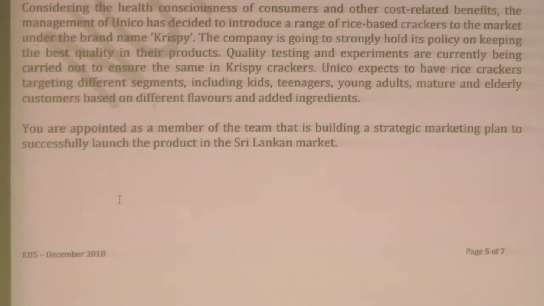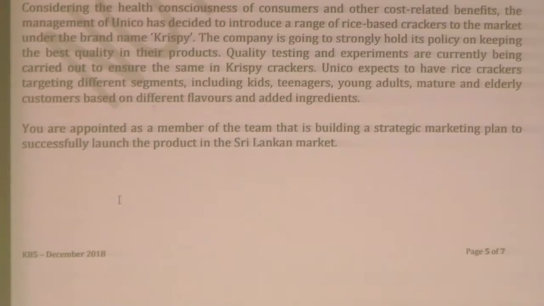I saw one, but I haven't seen crackers. I saw something made of rice, no, not made of rice. I think it was a sugar free one, sorry. I saw a biscuit which was sugar free under the brand name crispy.